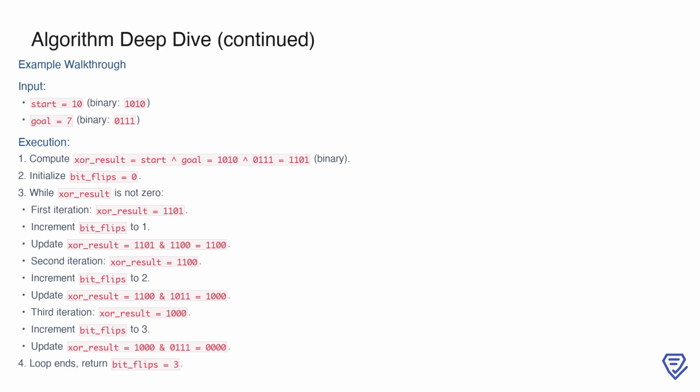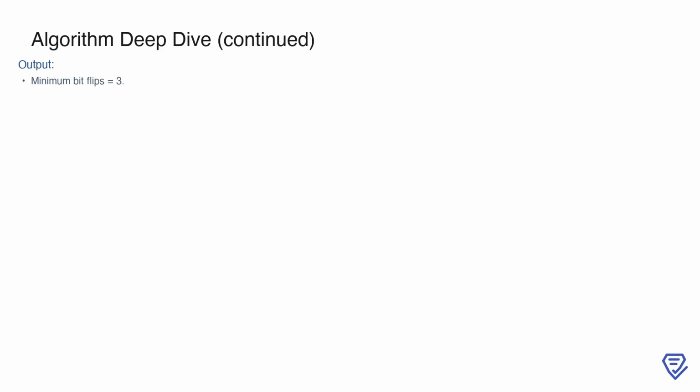In the third iteration, the XOR result is 1000. Increment bit_flips to 3 and update the XOR result to 1000 AND 0111, which yields 0000. At this point, the XOR result is 0, so the loop ends. The final value of bit_flips is 3. The output of this example is that the minimum number of bit flips required to convert 10 into 7 is 3. This result aligns with our step-by-step execution and demonstrates the efficiency of the algorithm.